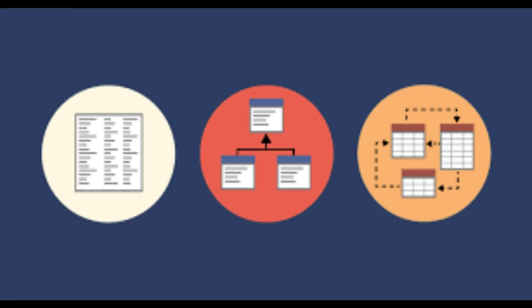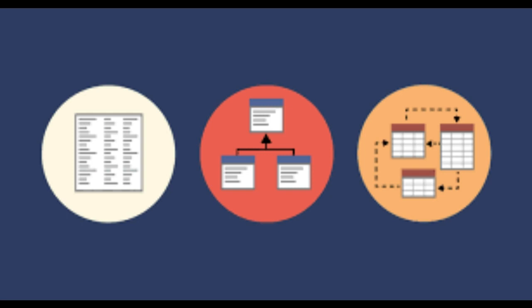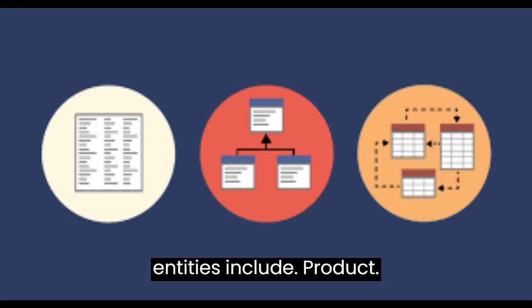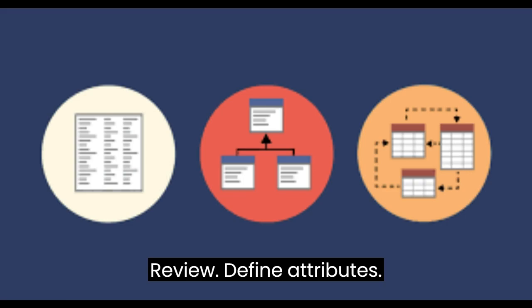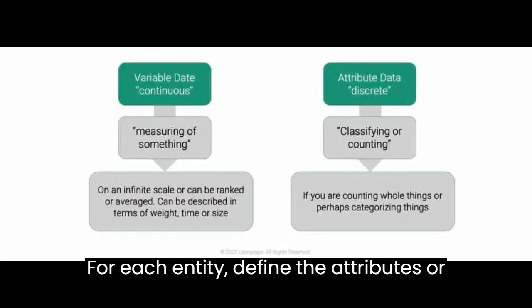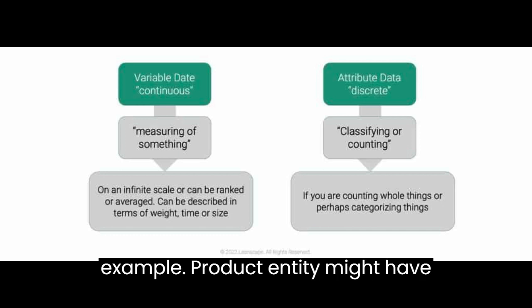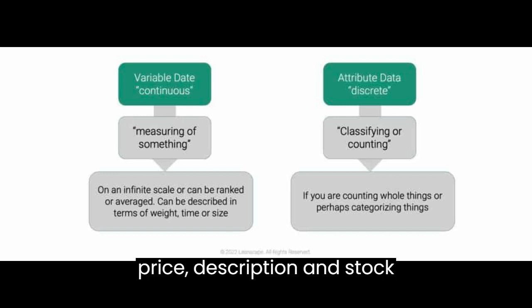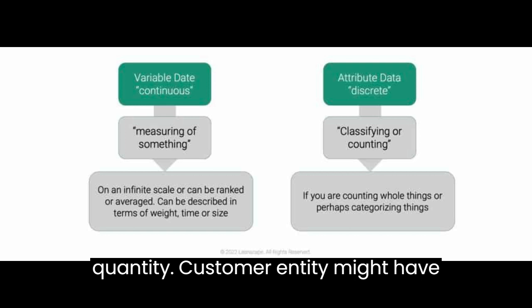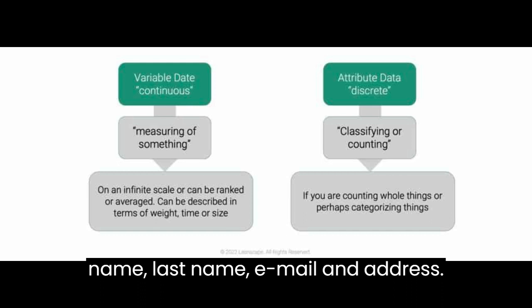Identify entities. The first step is to identify the main entities or objects in your system. In this e-commerce example, common entities include product, customer, order, review. Define attributes. For each entity, define the attributes or properties that describe it. For example, product entity might have attributes like product ID, name, price, description, and stock quantity. Customer entity might have attributes like customer ID, first name, last name, email, and address.